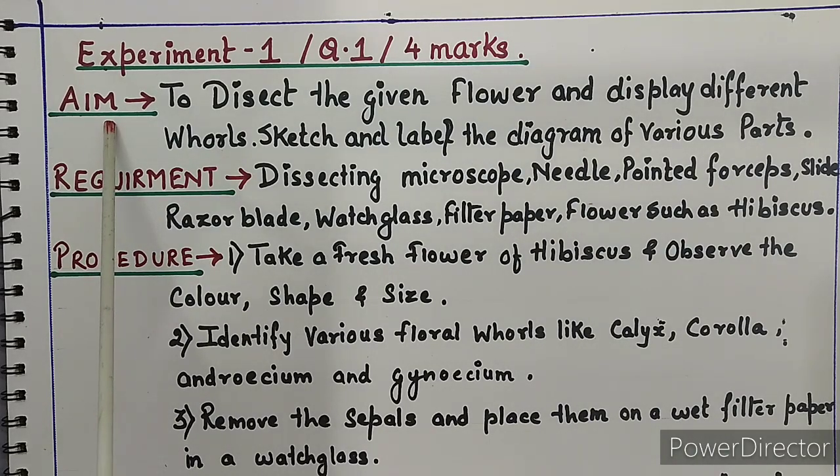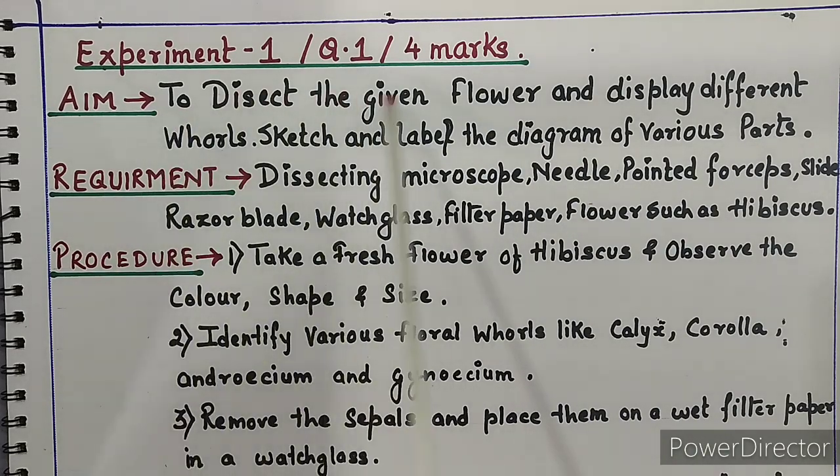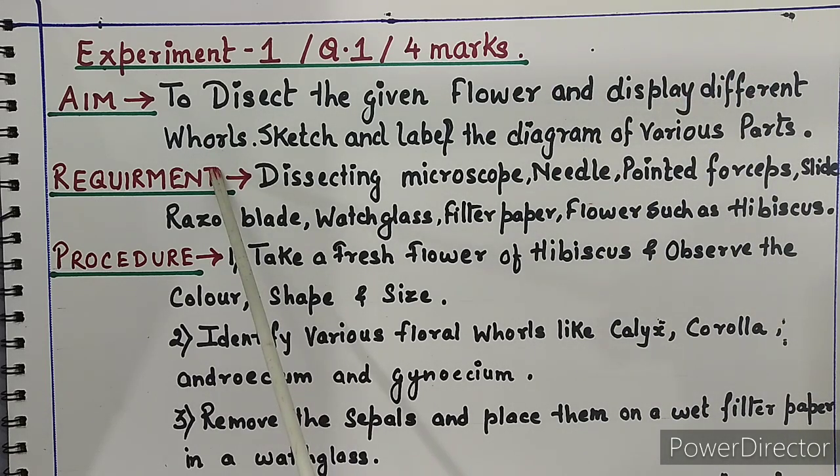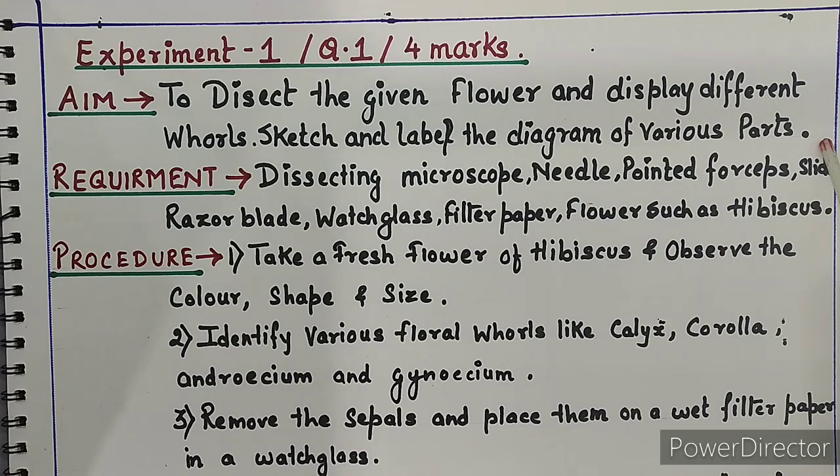The aim of the experiment is to dissect the given flower and display different whorls. You have to dissect the given flower, display different whorls, and sketch and label the diagram of various parts.